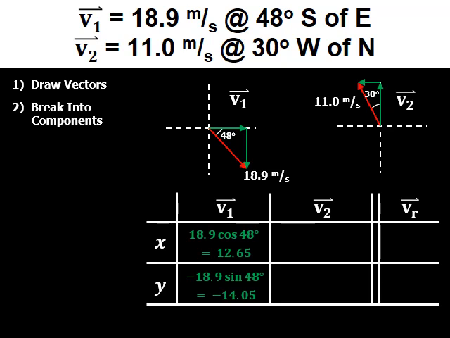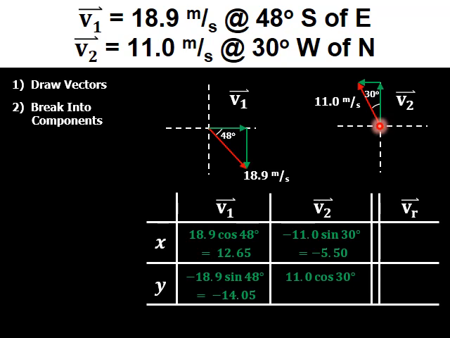For the second vector, it's going to be to the north and to the west. Now the x component is to the west, and that is actually opposite the 30 degrees. So we're going to say it's sine of 30 degrees times 11 meters per second. So 11 meters per second, sine of 30 degrees. And it's negative because west is the negative direction. Punch that in our calculator, we get negative 5.5.